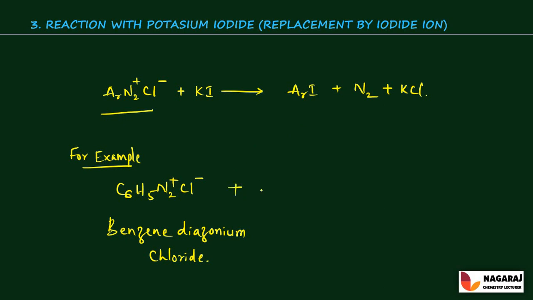This benzene diazonium chloride reacts with potassium iodide. It gives C6H5I plus N2 gas plus KCl. It is called iodobenzene. That is, in order to attach iodine to the benzene ring, the diazonium chlorides are treated with potassium iodide.